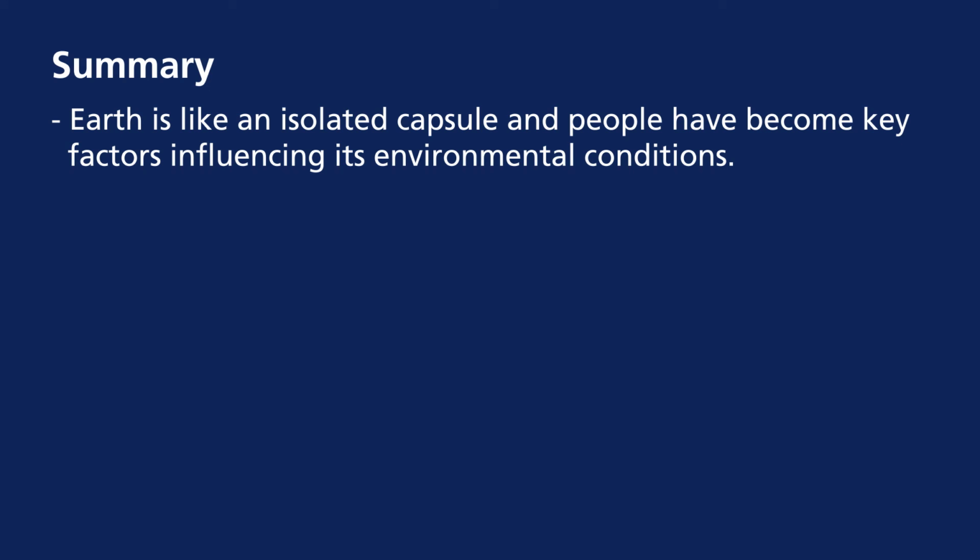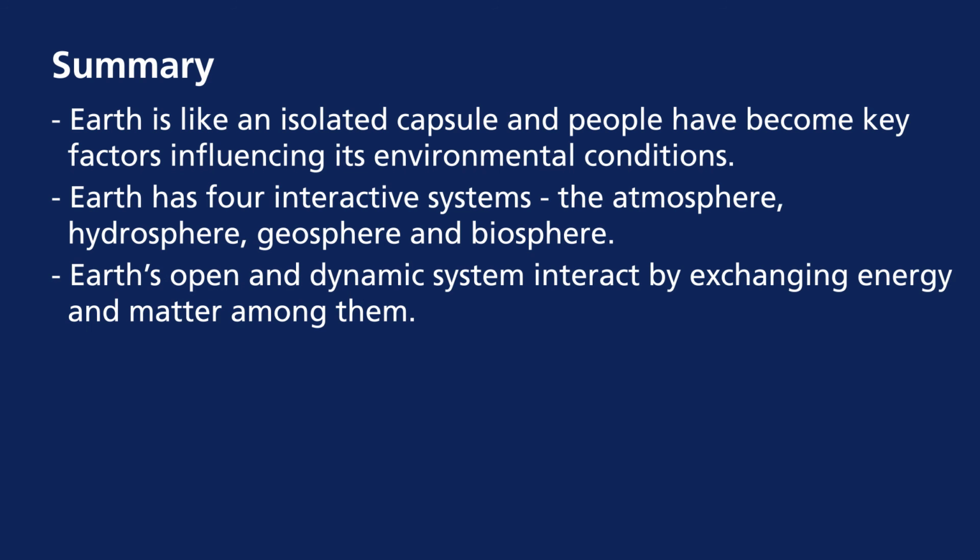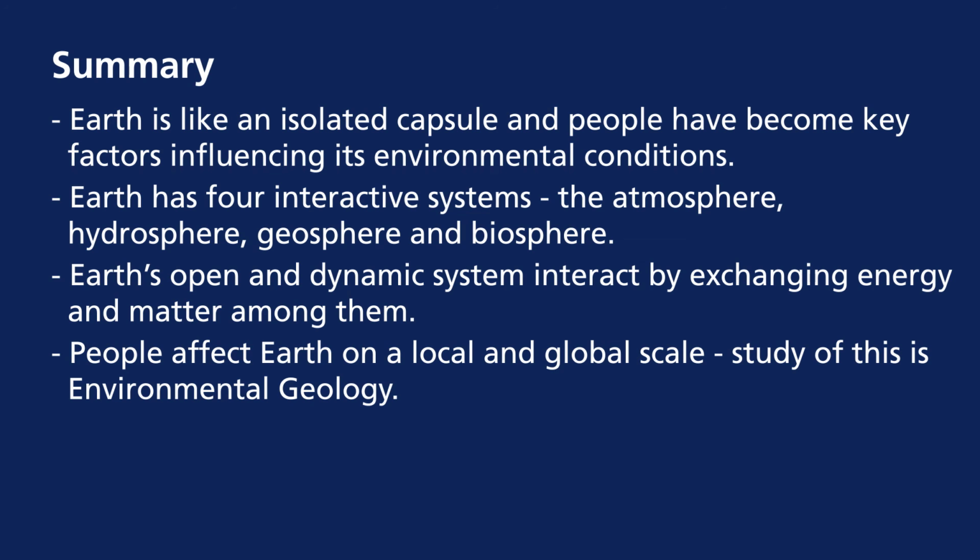In summary, the Earth is like an isolated space capsule, a closed system, and people have become key factors influencing its environmental conditions. Earth has four interactive systems: the atmosphere, hydrosphere, geosphere, and biosphere. Earth's open and dynamic systems interact by exchanging energy and matter among them. We saw this in the carbon cycle. People affect Earth on a local and global scale. This study is called environmental geology or environmental science.